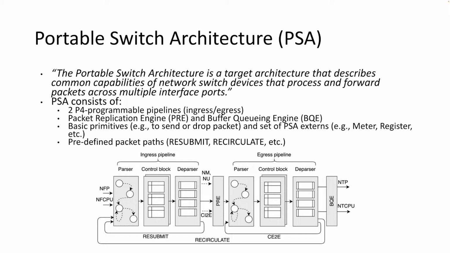The PSA specification also defines a set of basic primitives to operate on packets, such as a primitive to send or drop a packet. And it also defines a set of PSA actions that can be used to implement more complex features, such as traffic metering or stateful processing using registers. Finally, the PSA defines a set of packet paths that a P4 program can use for a given network application. So we implement such packet paths like resubmit or packet recirculation.